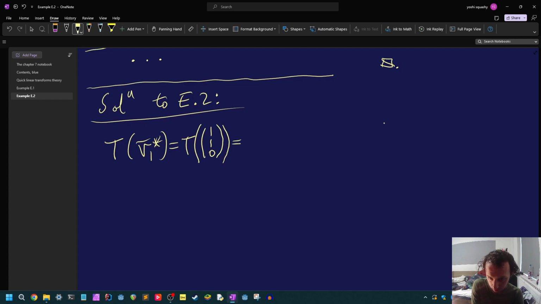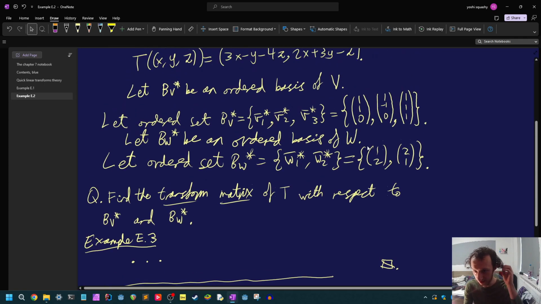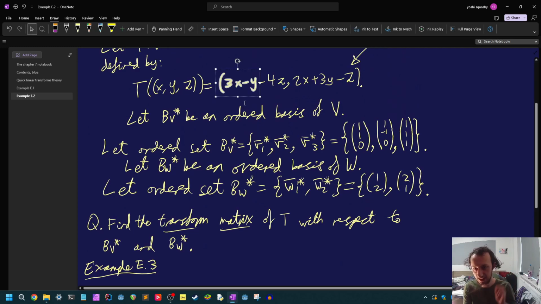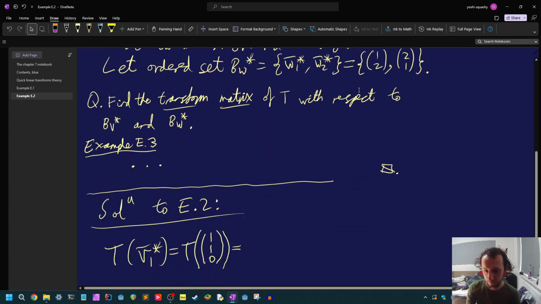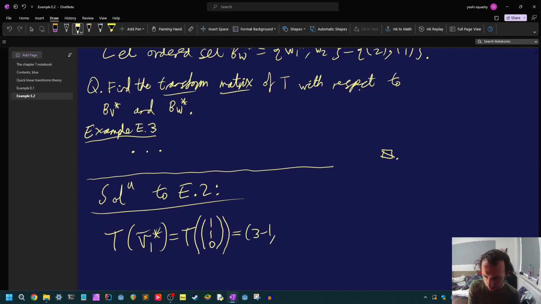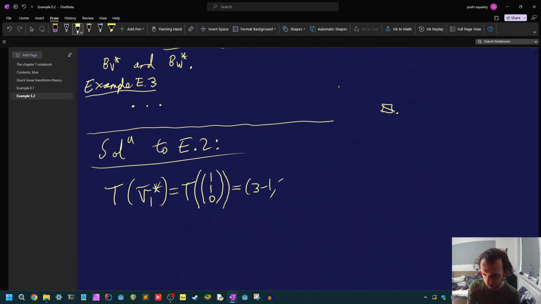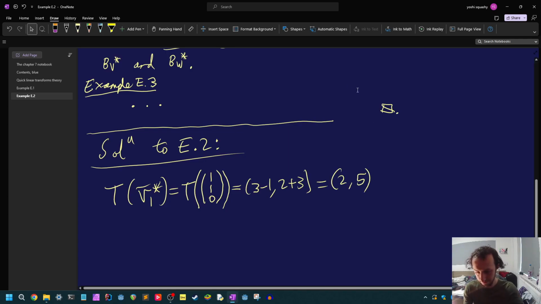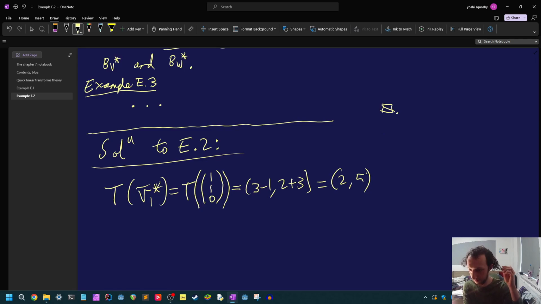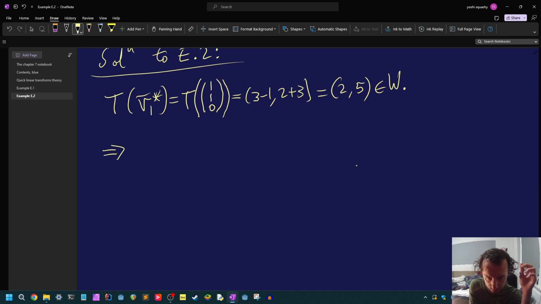And now I'm sure you're all screaming the answer at the computer screen, right? You can see what's happening here. Throw 1, 1, 0 into here, that's x equals 1, y equals 1, z equals 0. So that's 3 minus 1. It's 2 plus 3, right? So let's write that. It's very important not to make arithmetic errors with this, so we're going to be really slow and do it in 2 steps, just to make sure there's very small chance of us making mistakes. So you got 2, 5. Now this is an element of W. Maybe we'll write that here. So what this gives us is that T of V1 star equals 2, 5.